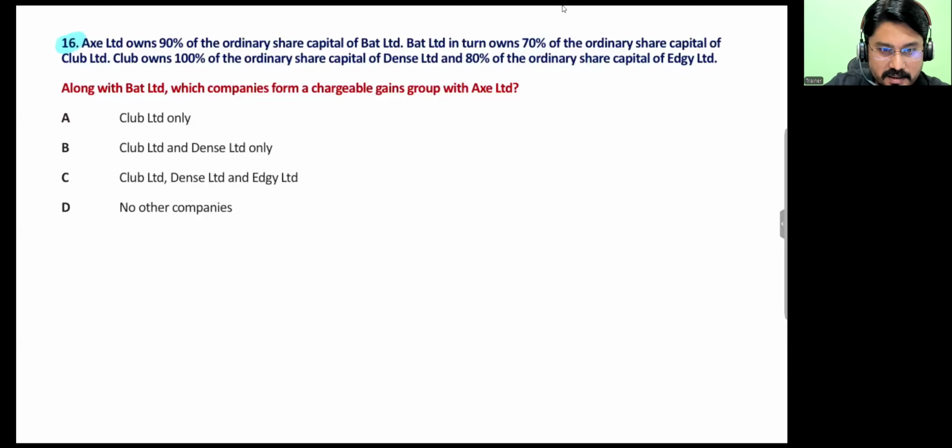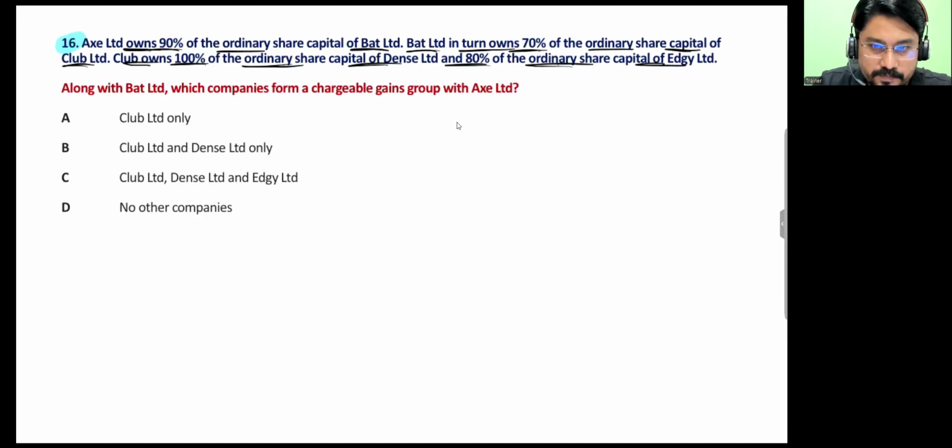Okay, let's start discussing this one. X Limited owns 90% ordinary shares of B, and then B Limited owns 70% ordinary share capital of C, and then company C owns 100% ordinary shares of D and 80% ordinary shares of E. Let's make the structure. And the requirement is, along with B Limited, which companies form a chargeable gain group.